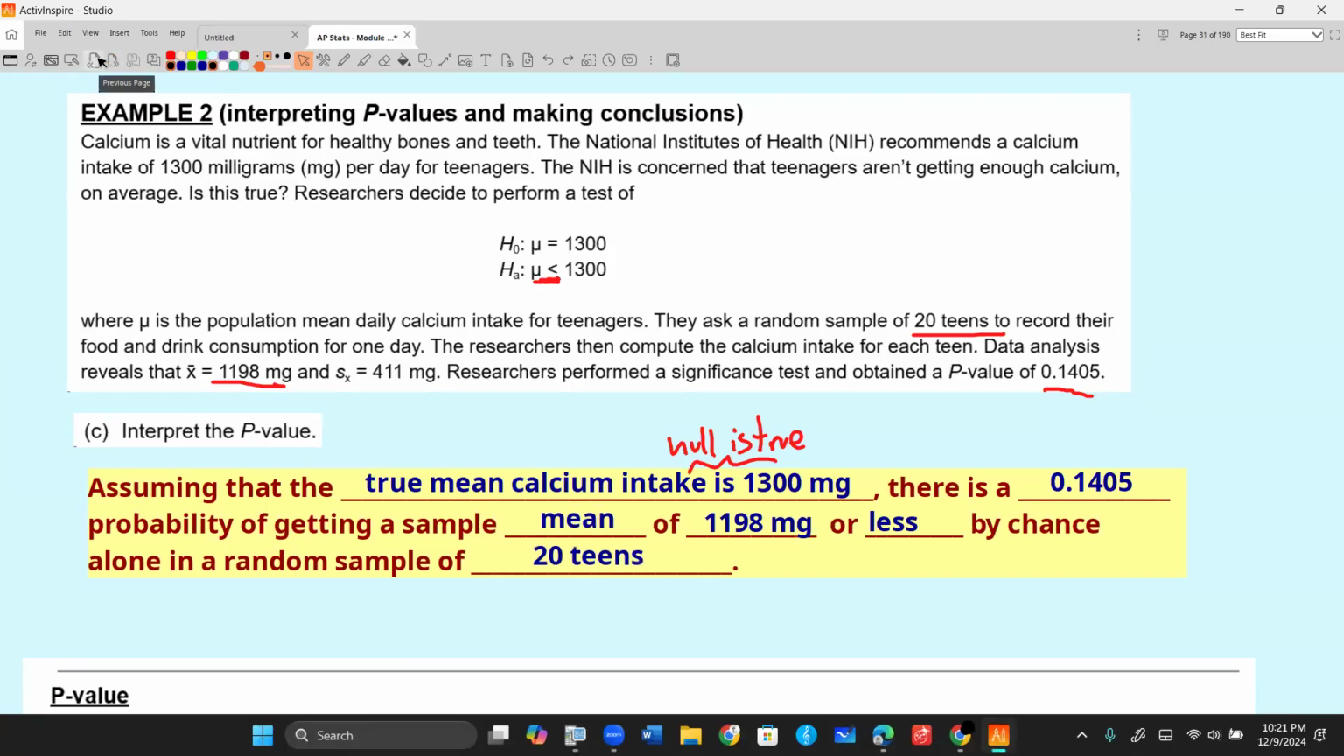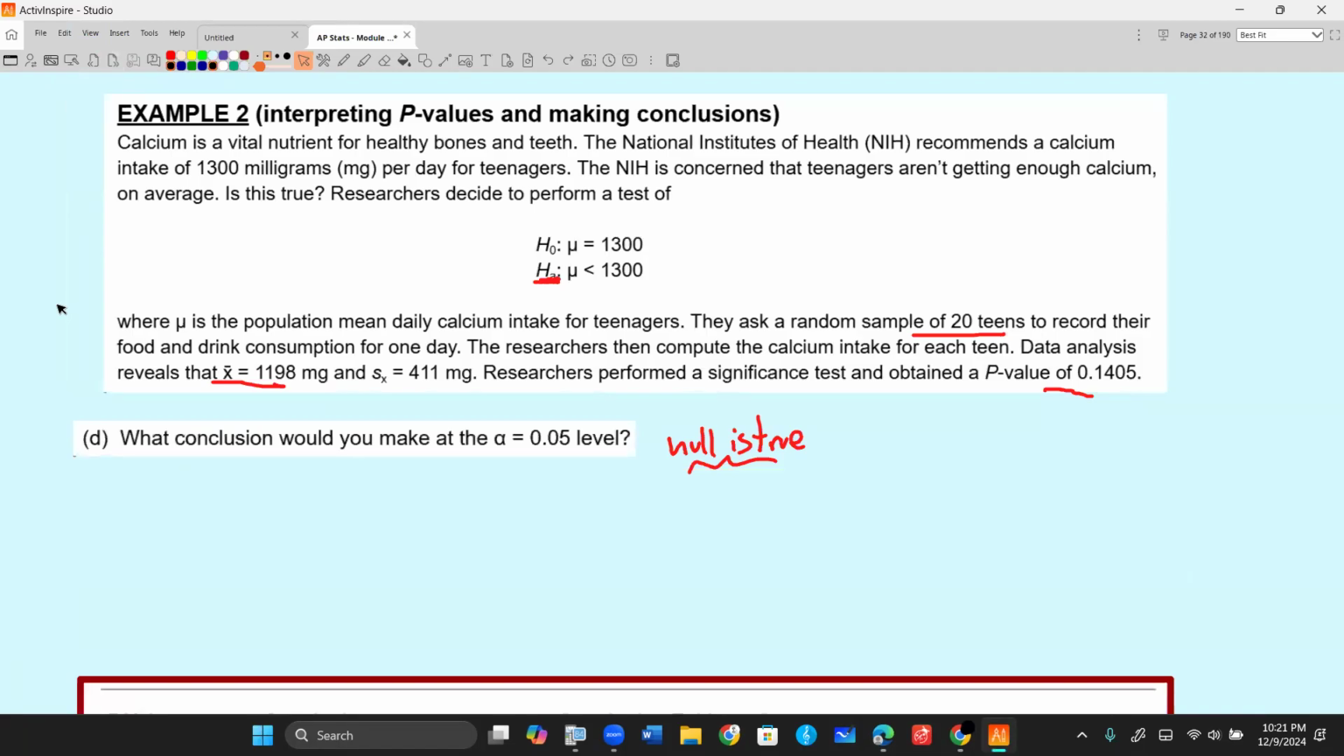That's the interpretation. Assuming the true mean calcium intake is 1,300 milligrams, we have a 14.05% chance of getting a sample mean of 1,198 milligrams or less by chance alone in a random sample of 20 teens. That is what the p-value is. What's our conclusion? Well, it's a pretty high p-value.